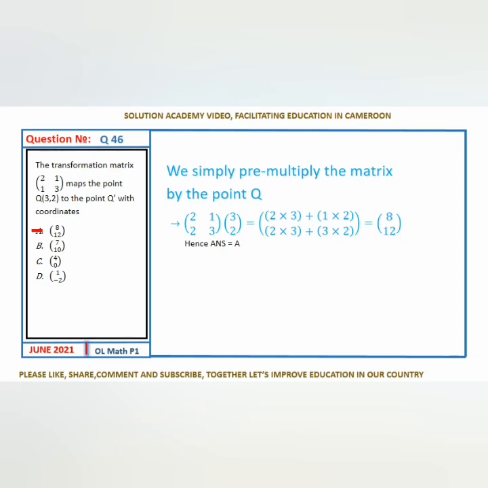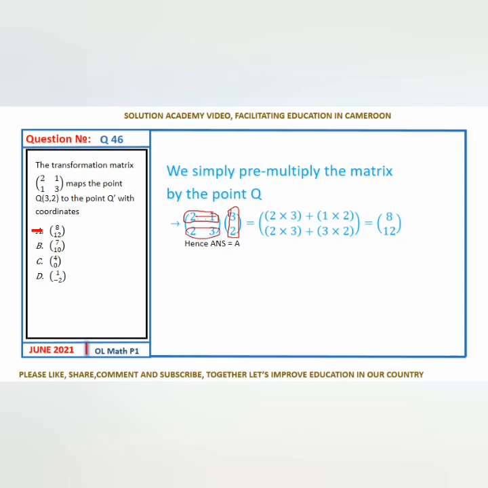But let me give a brief remark again. What you have to do is take the row on the first side and multiply by the column on this other side. That's why we have 2 times 3 plus 1 times 2. That's the order. Now we move down to this other row of the matrix, and we still pre-multiply by this.